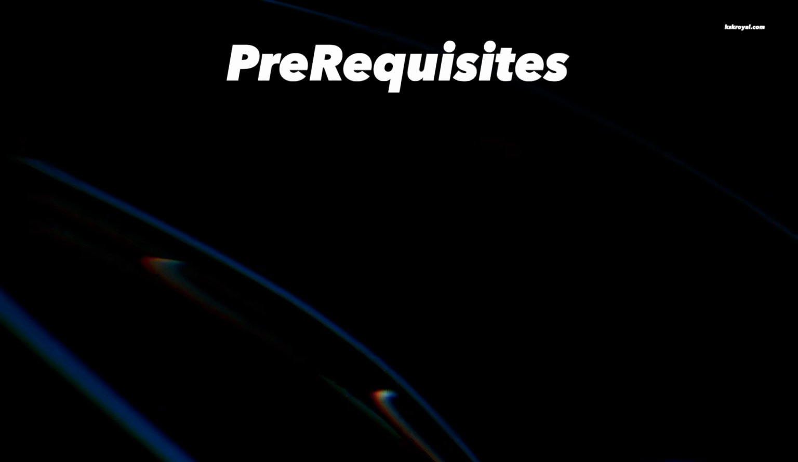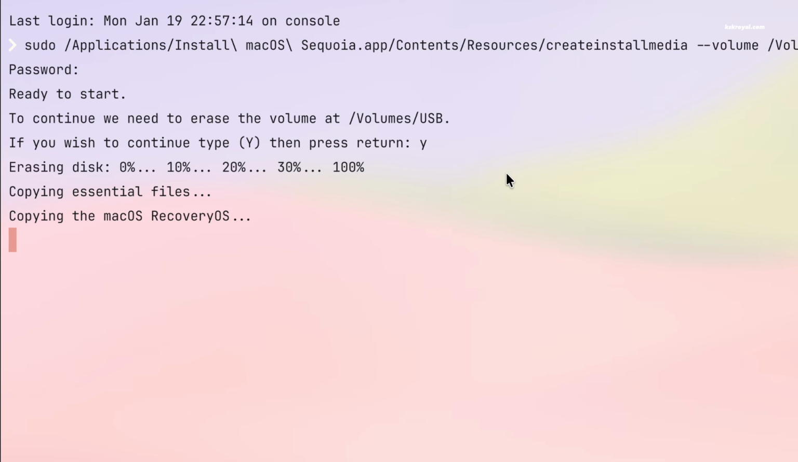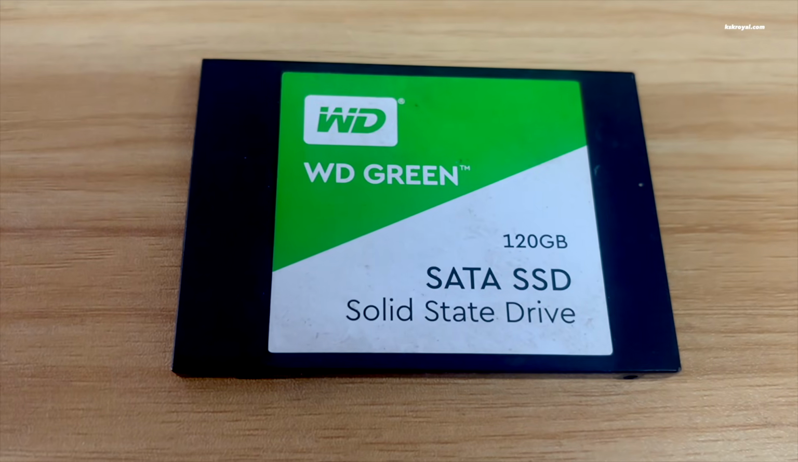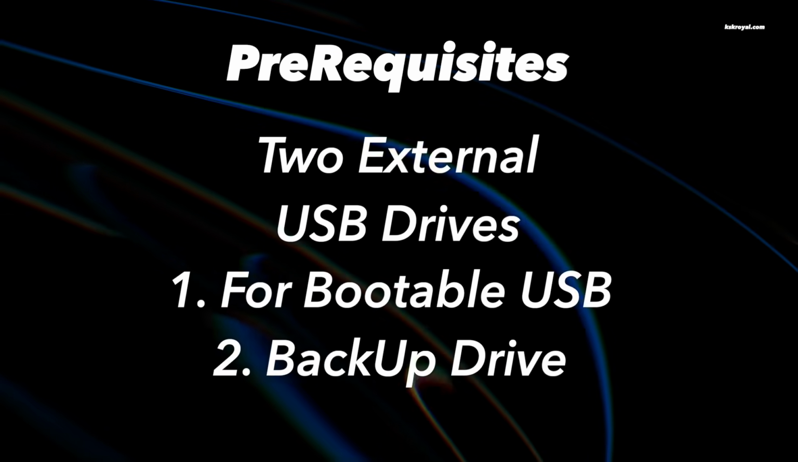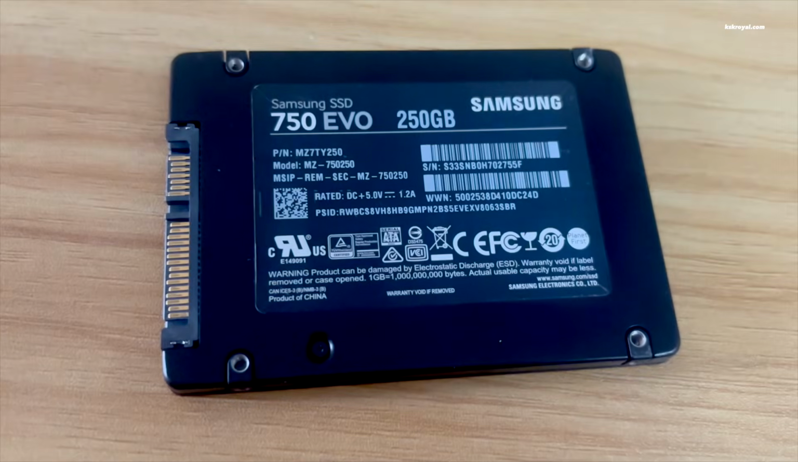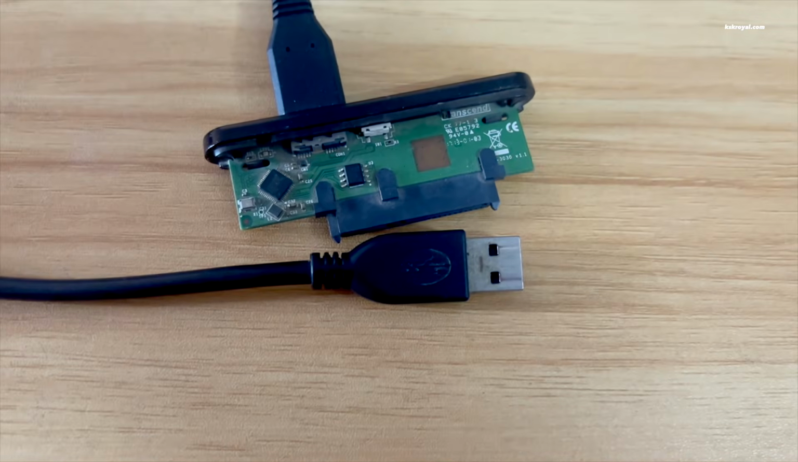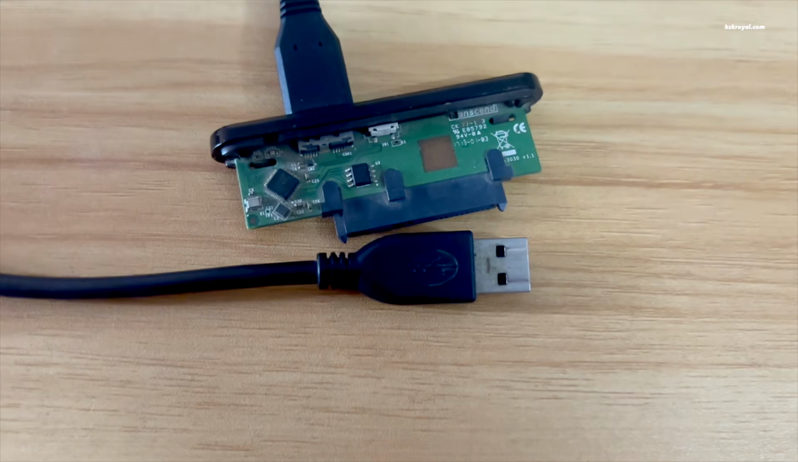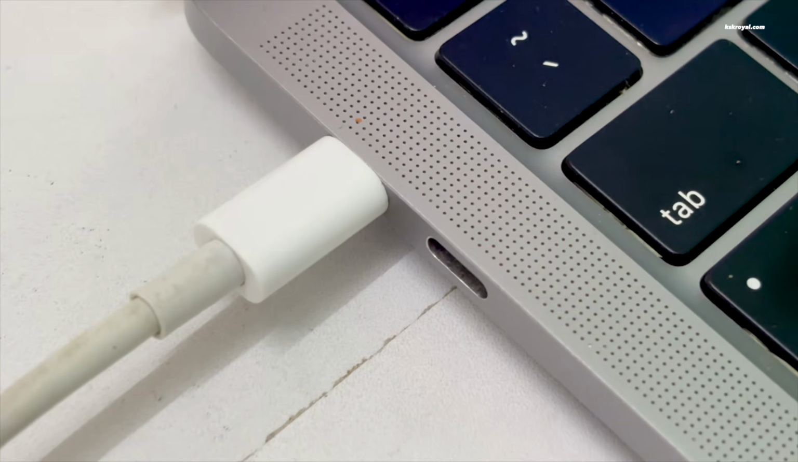The only requirements for this process are two external USB drives. One drive is needed to create a bootable USB, and it should be at least 32 GB or larger. In my case, I'm using a 120 GB external SSD for faster speeds. You will also need another drive to back up your Mac, and the size depends on how much data you have. Now for this backup, I'm using a 250 GB SSD. Now make sure your Mac is connected to a power source and has an active internet connection.